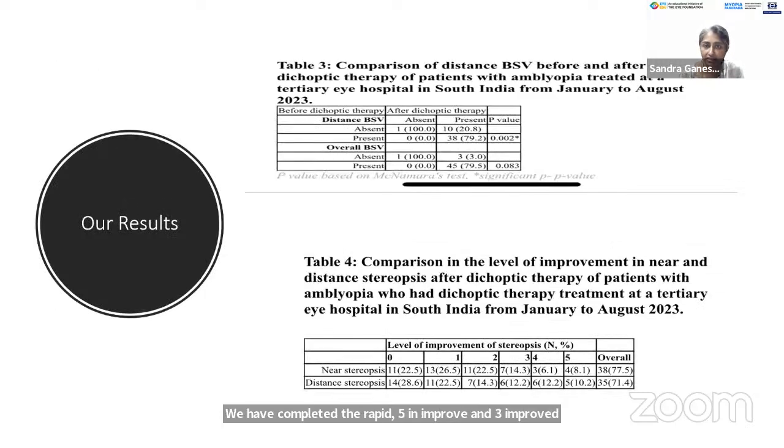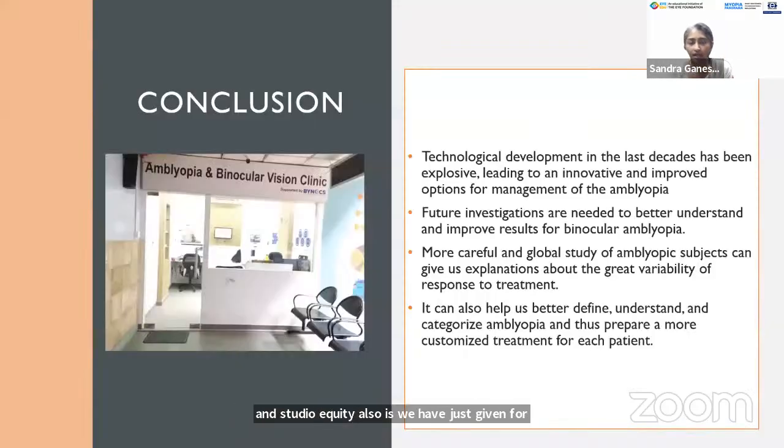And all the cases which have improved do get improvement in binocular vision and stereo acuity also. This we have just submitted for publication. So, it's a case-by-case basis.